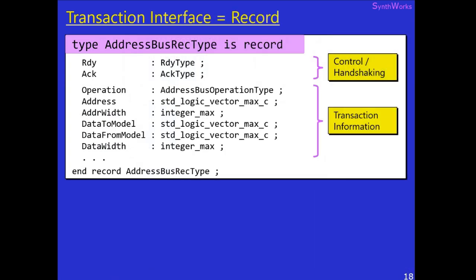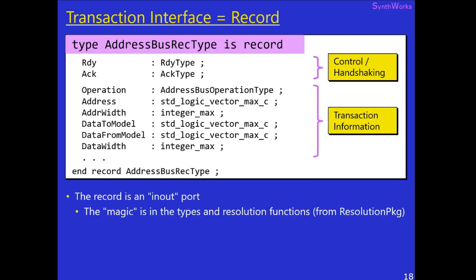Okay, so first, the transaction API. It's basically a record. And if you've ever used records as in-outs of your designs, you'll know it's frustrating, because it has multiple drivers on it. And again, the way we work around that is the types. We're not using standard logic vector. We're using standard logic vector underscore max, which is the resolution function. Underscore C is working around some vendor issues.